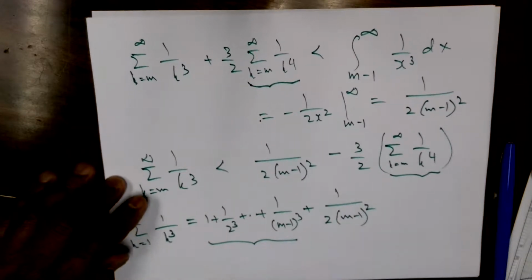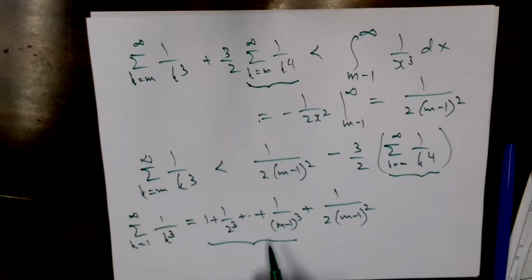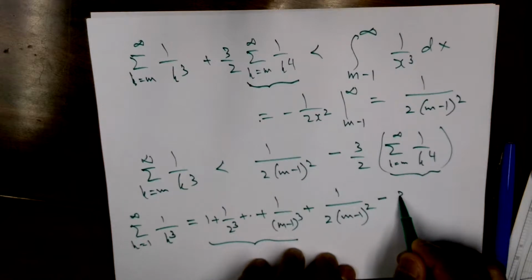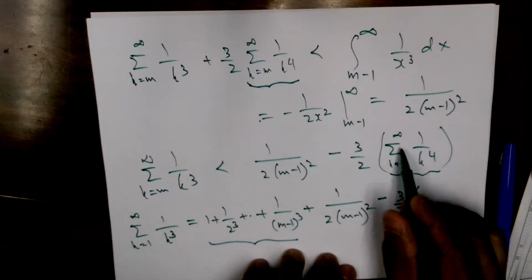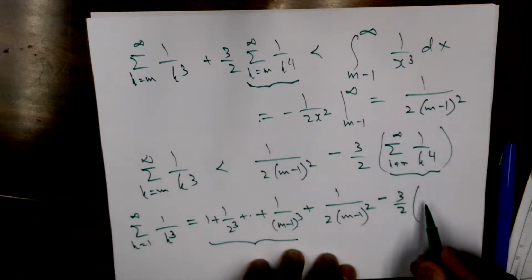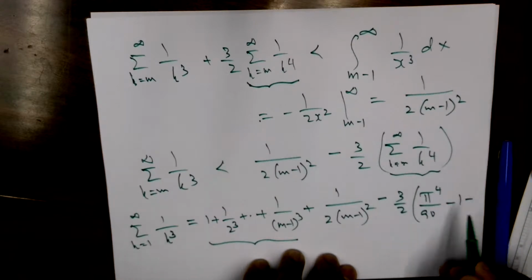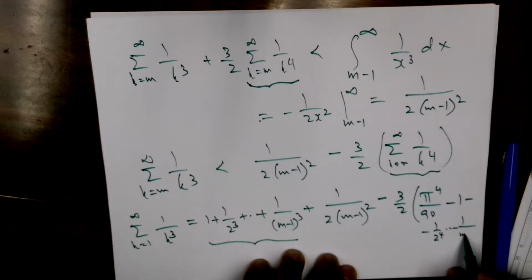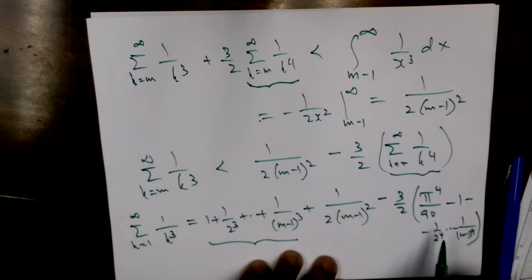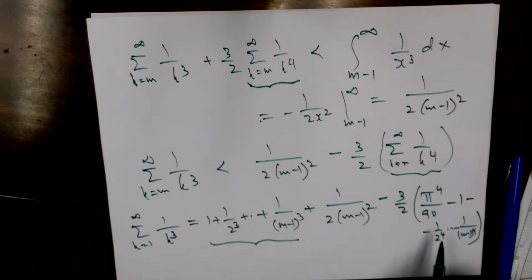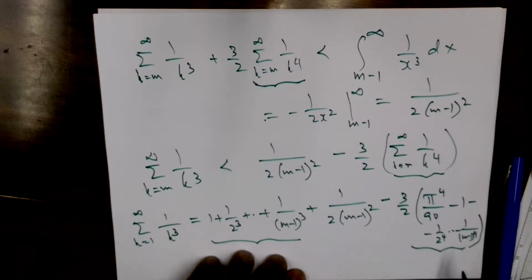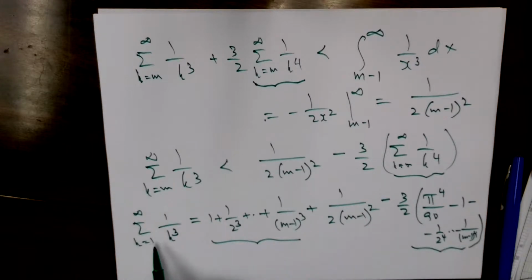However far you want to go. You want to stop at M equal to 2, that's fine. Minus 3/2 times this, so this is 1 through infinity minus a few terms. What 1 through infinity gives is pi^4 over 90, minus 1, minus 1 over 2^4, and so on, minus 1 over (M minus 1)^4. Again, this we'll do by hand. That's the end of it. I'm just going to approximate this.